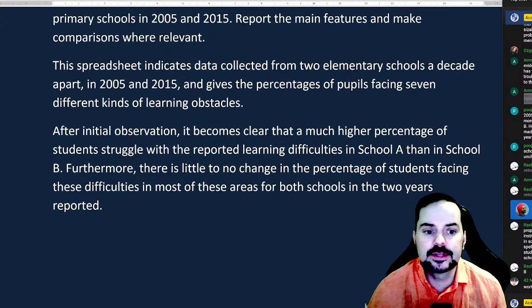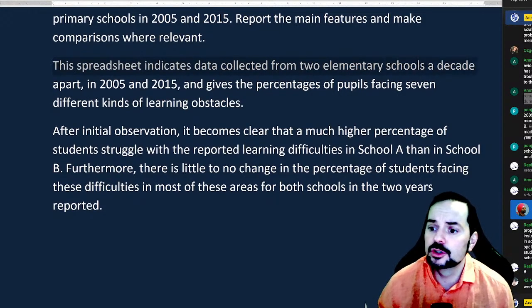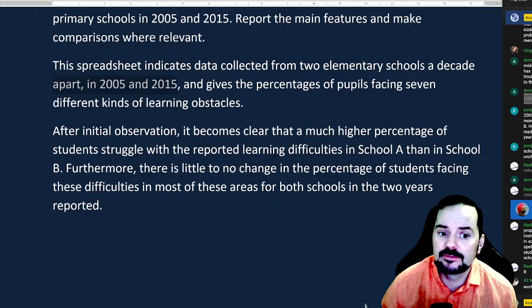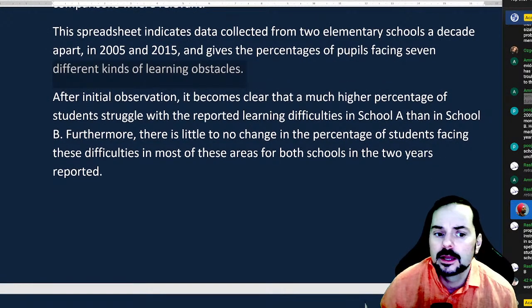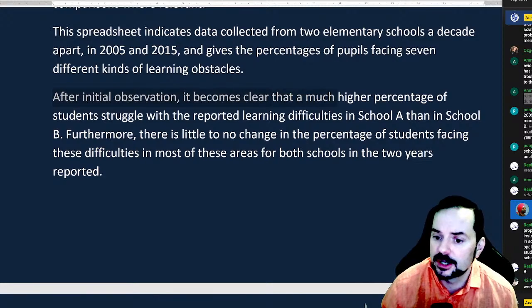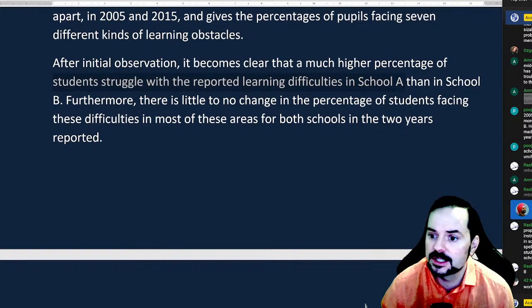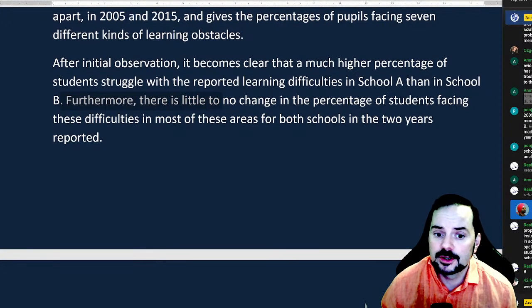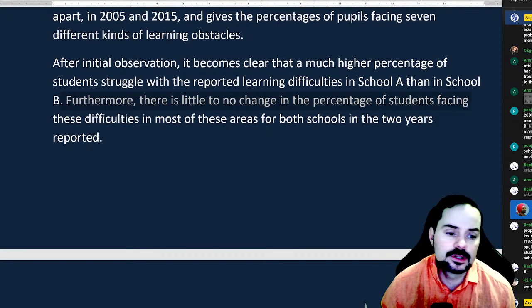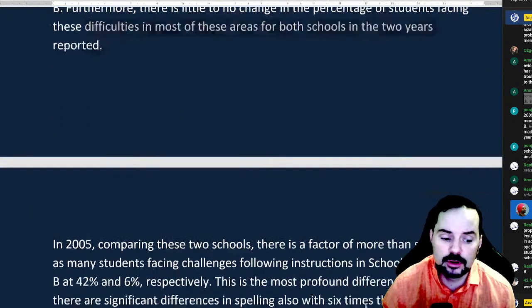Okay, so this is the essay for this. This spreadsheet indicates data collected from 2 elementary schools a decade apart in 2005 and 2015 and gives the percentages of pupils facing 7 different kinds of learning obstacles. After initial observation, it becomes clear that a much higher percentage of students struggle with the reported learning difficulties in School A than in School B. Furthermore, there is little to no change in the percentage of students facing these difficulties in most of these areas for both schools in the 2 years reported.